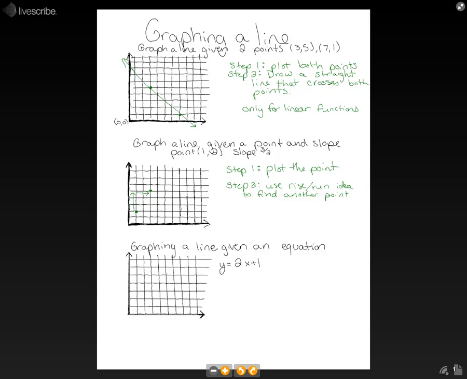And now, just like the first way to graph, we're just going to draw a straight line right between these. And if you want to, you can even try and get it a little more accurate by doing another rise over run to get more points.